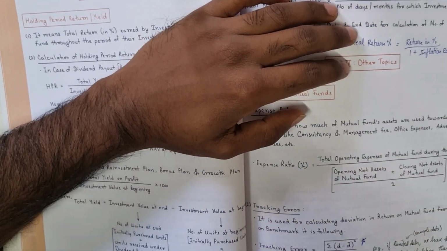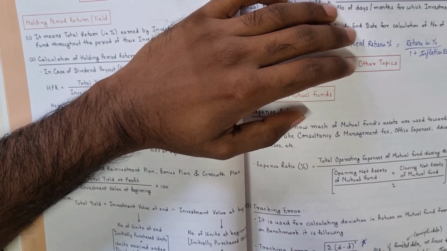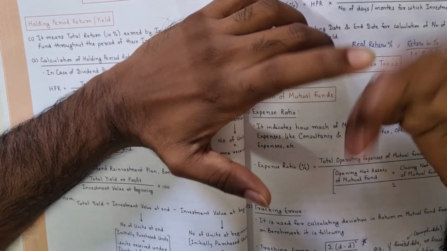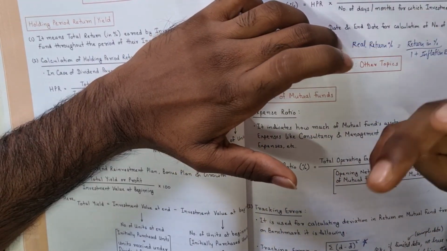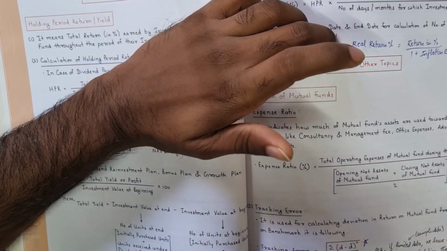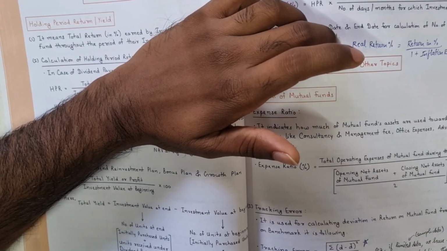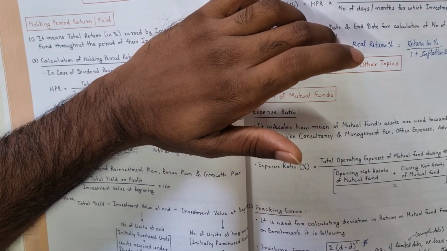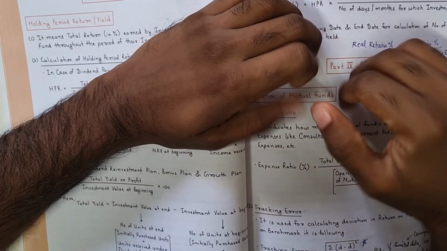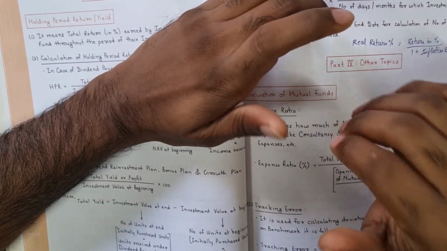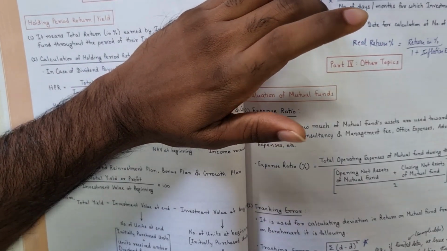Now what is tracking error? Every mutual fund has its own standard or benchmark. Let's suppose it is taking Nifty as benchmark. And what they are saying is that we are going to earn the same return as Nifty.